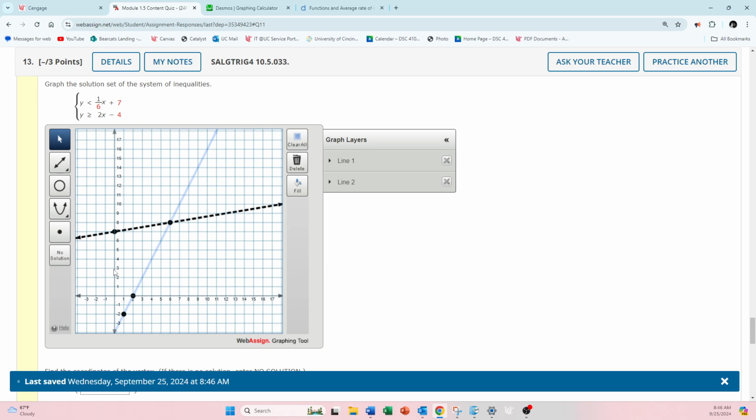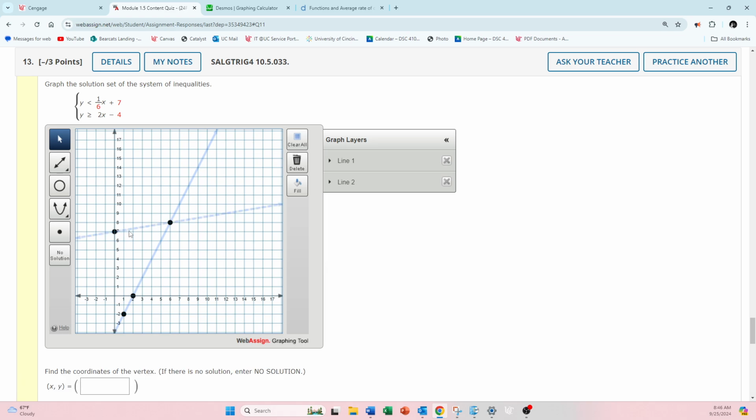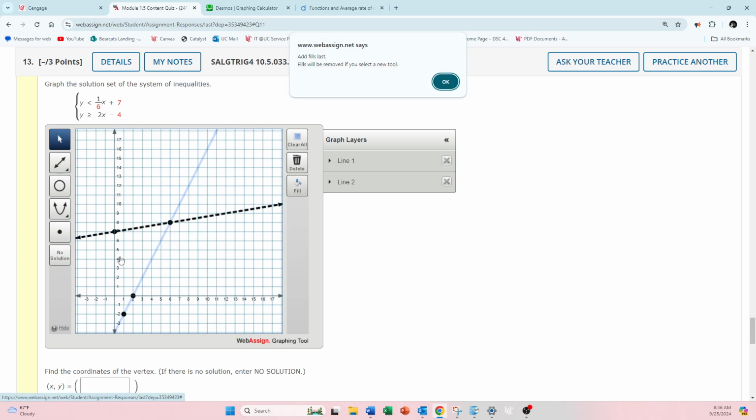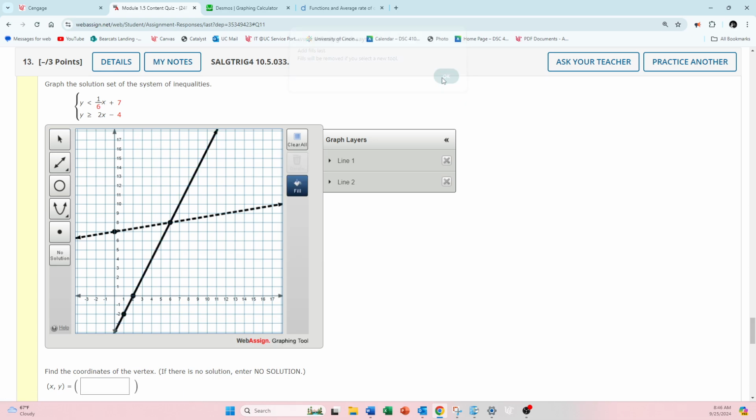So I need to see where those shadings intersect. Remember the dotted line, I need below the dotted line because it's less than. The solid line is above because it's greater than. So where they intersect is this little region right here. So I will go ahead and fill that region, right there in between those two graphs.